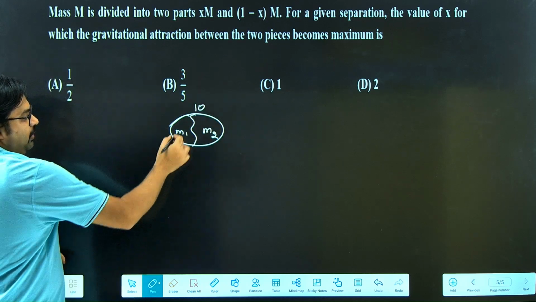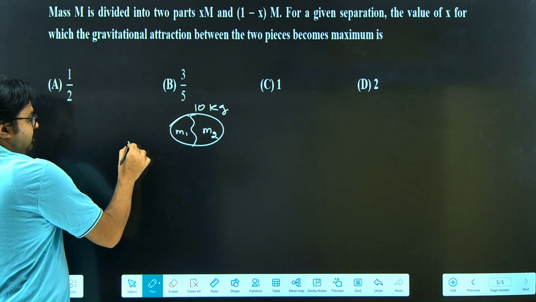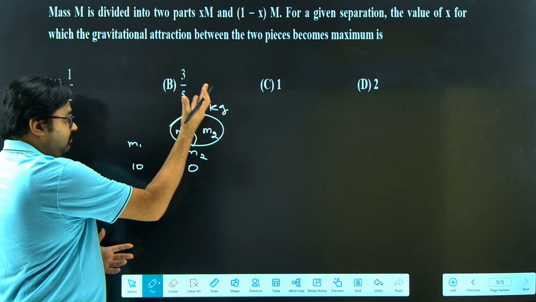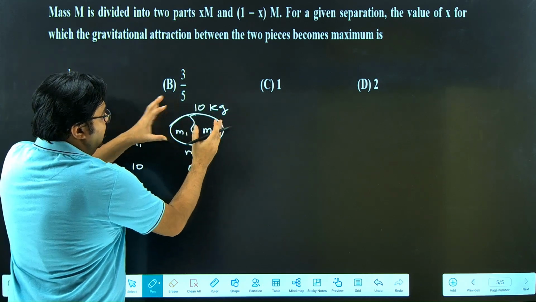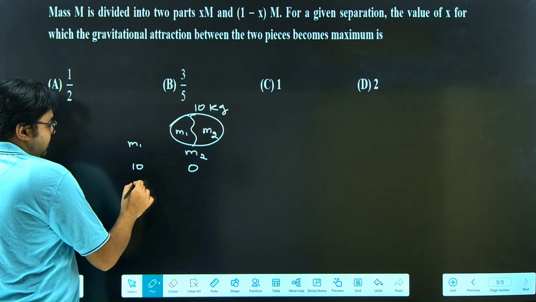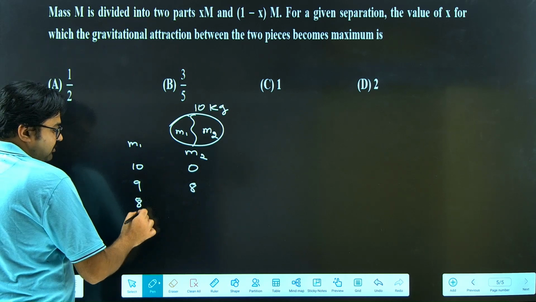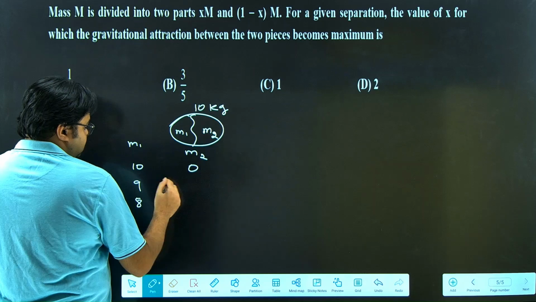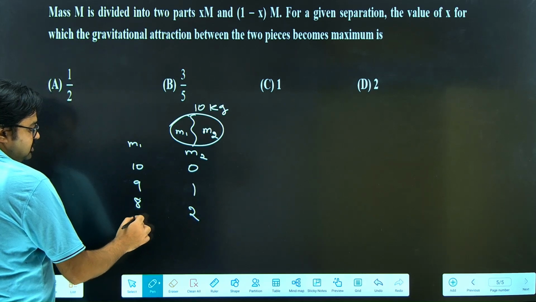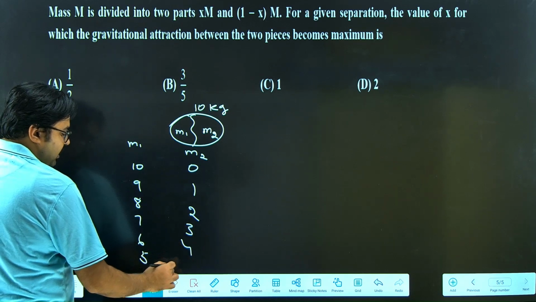Let's say the total mass of this thing is 10 kg. If m1 is 10 kg, then m2 must be equal to 0, right? If m1 is the whole, then there is nothing remaining for m2 to be. If m1 is 9 kg, m2 is going to be 1. And if this is 8, this is going to be 2. If this is 7, 3. And if this is 6, it would be 4. If this is 5, that would be 5.